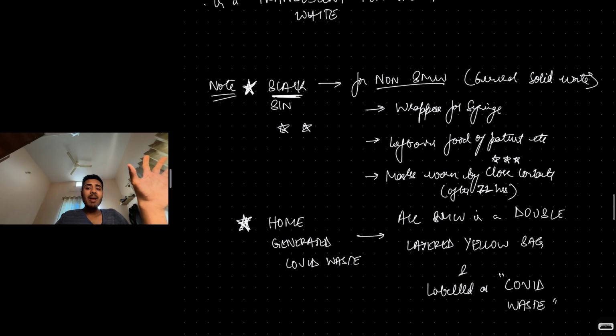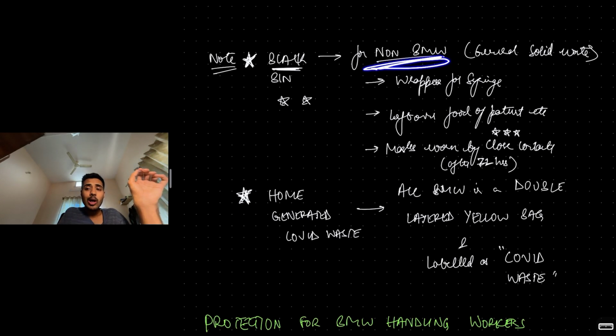Black bin, as I told, is for non-biomedical waste, for general solid waste, like the wrappers for syringes, leftover food by the patient. Patient has eaten some food. He says he doesn't want to eat the remaining food in the plate. Does that suddenly become biomedical waste? No. It is still non-biomedical waste, black bin.